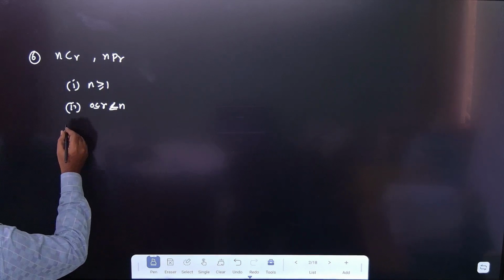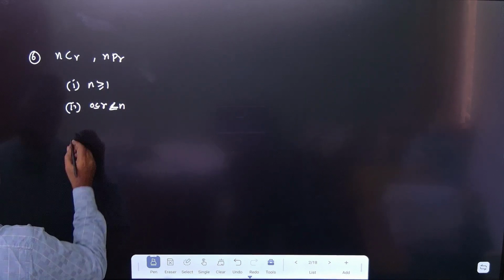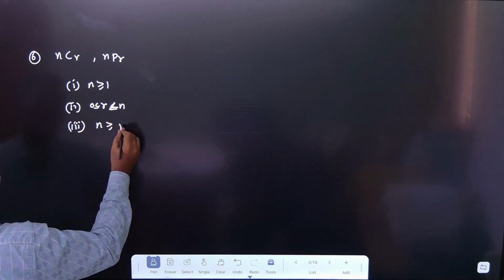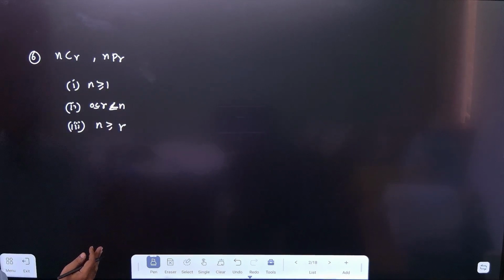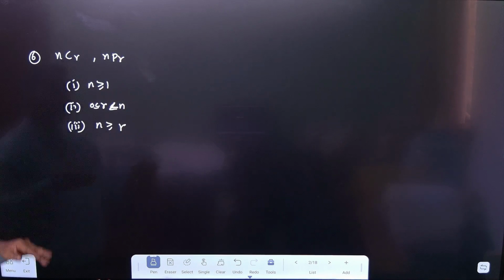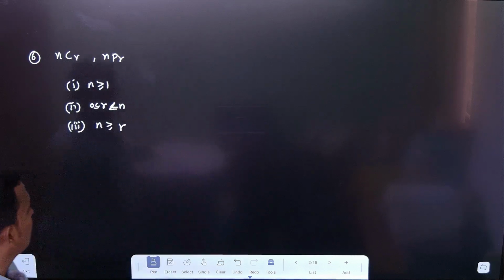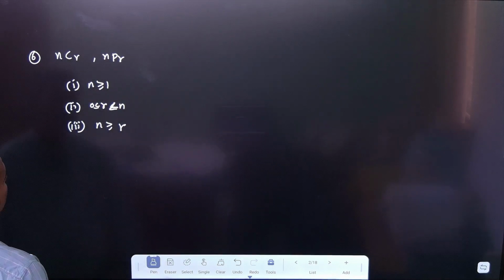But one thing you have to observe is that n should always be greater than or equal to r. So r should not be more than n. r should be equal to n or less than that. Understand? Okay.